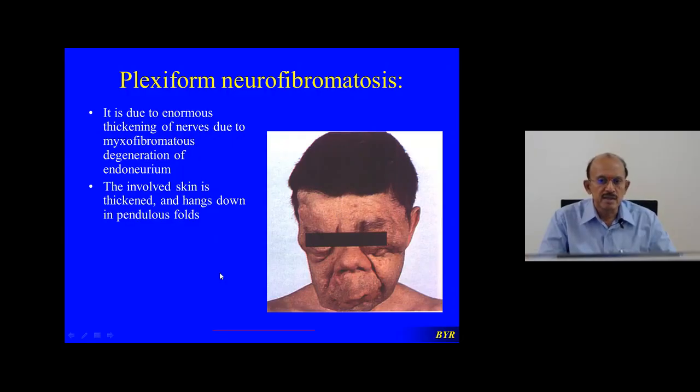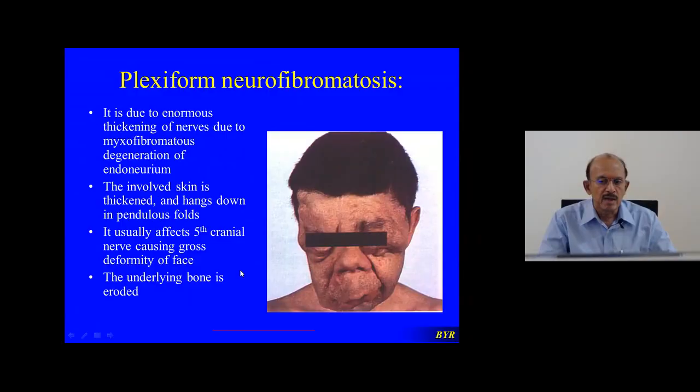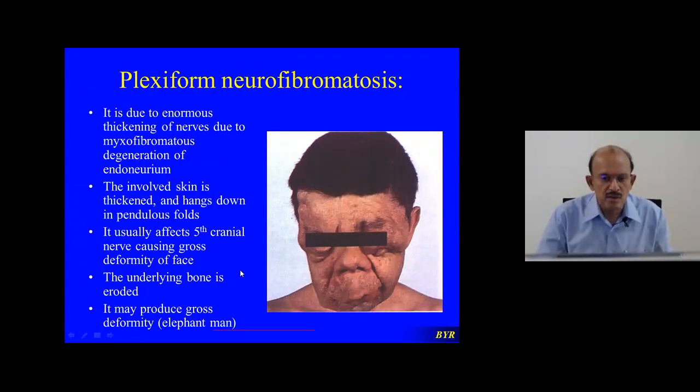The involved skin is thickened and hangs down in pendulous folds. It usually affects the fifth cranial nerve, causing gross deformity of the face. The underlying bone is also eroded here. It may produce gross deformity. This is also called elephant man. Sometimes it produces such great deformity that the person may have something like a trunk. So it looks like the elephant man.